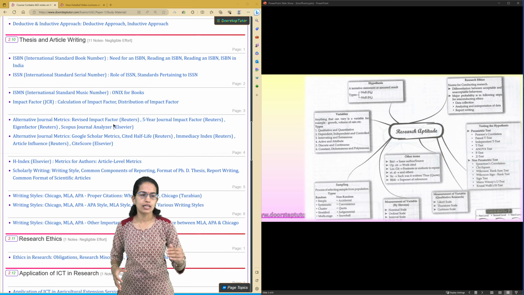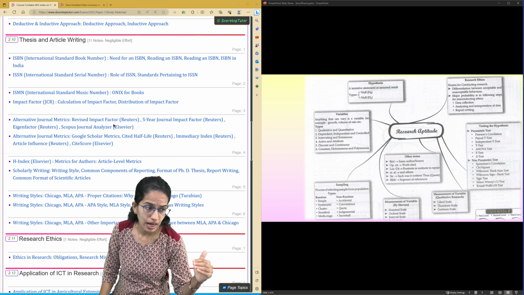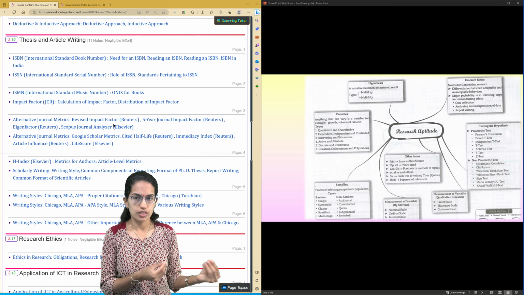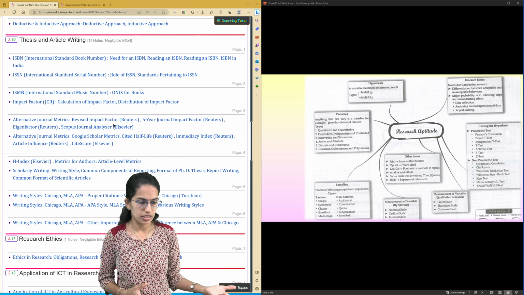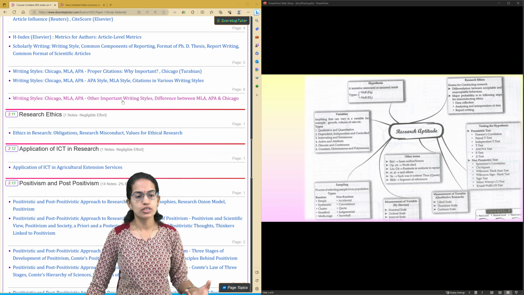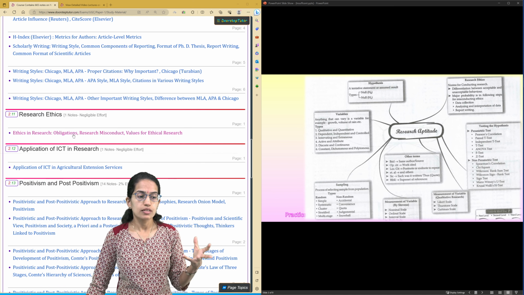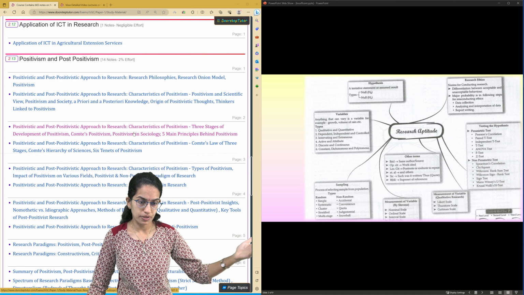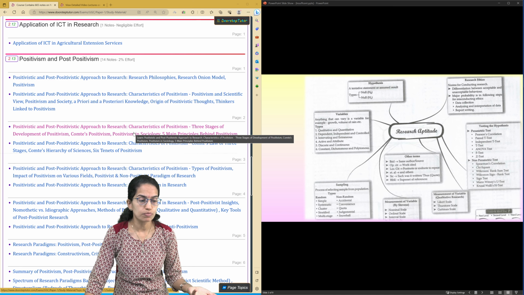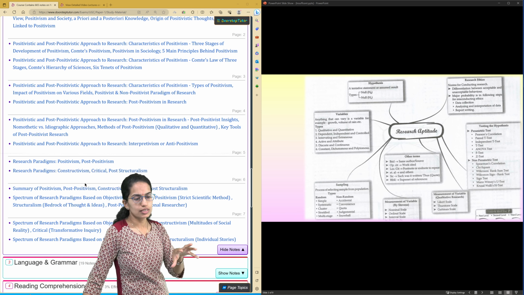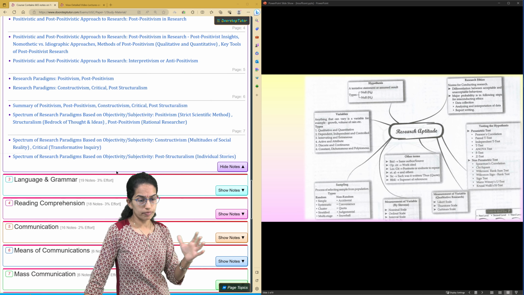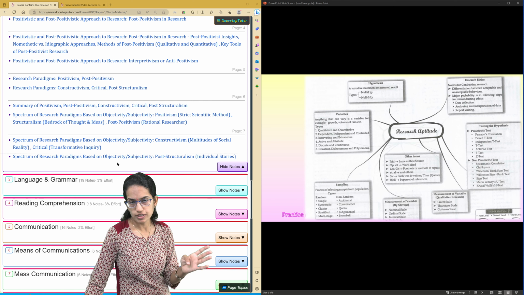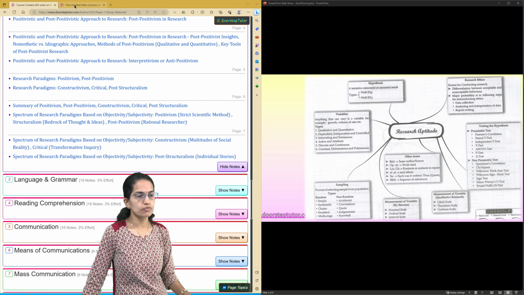Even for thesis and article writing, what is ISBN, ISSN, ISMN, the impact factor, a very important question, impact factor, alternative journal metrics, which had been recently asked, writing styles, again this was a question in 2023, research ethics, the obligations, the misconduct, and the recent topic which has been asked now is positivism, post positivism. So what are the strategies, the research paradigms under it, the summative research as one of the aspects. Then under the structural, post structural, what is the basis for objectivity and subjectivity. Those kinds of topics you need to understand.